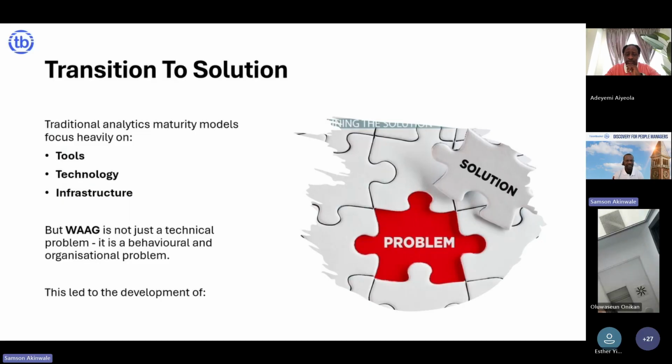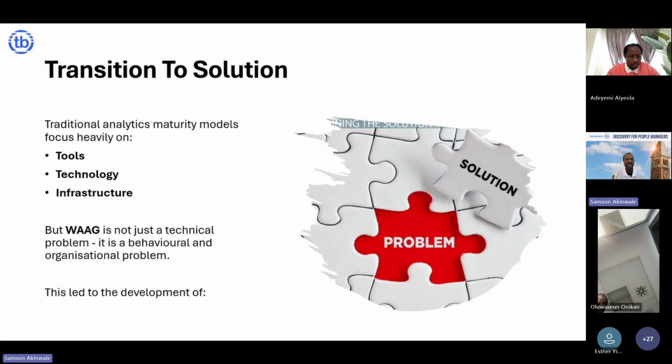So what is the solution and how do we get into it, or how do we make the most of it as it is? Traditional analytics maturity models focus heavily on tools, technology, and infrastructure, which is part of what is creating the current challenge. But the workforce analytics adoption gap is not just a technical problem. It is more of a behavioral and organizational problem, and anything under the umbrella of behavioral, organizational, OD and what have you is under the purview of people managers, and that is HR.